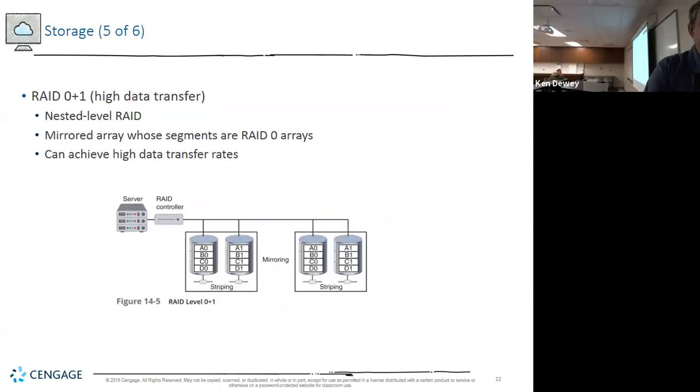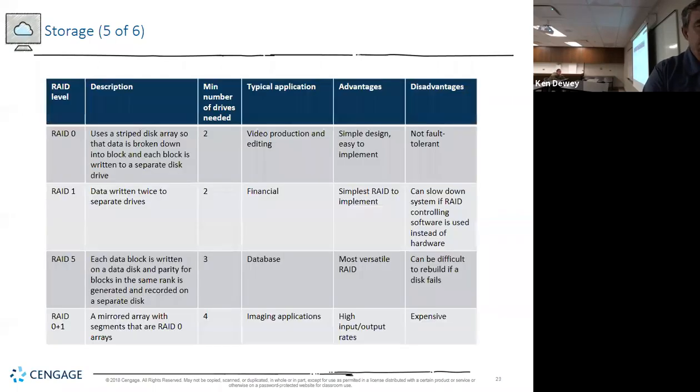0 plus 1, it's nested RAID. It's basically mirrored RAID with segments of RAID 0 drives. So it's mirrored with striping. So a little bit better. And here are basically the definition of each one. RAID 5 is probably the one you would go with as the answer to pretty much anything, unless they ask, you know, where you lose 50% and stuff like that.